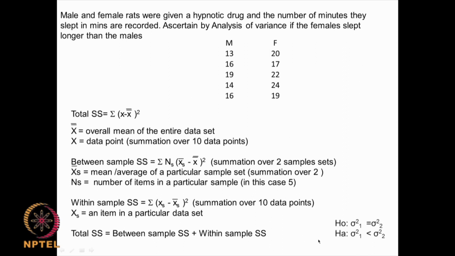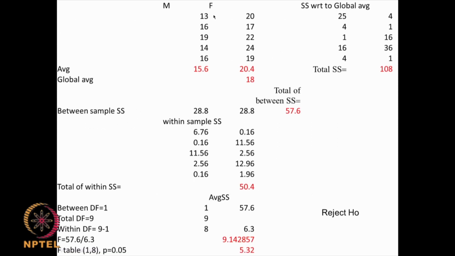Okay. So, here your H naught will be sigma 1 square is equal to sigma 2 square, but then that means there is no difference, whereas HA will be sigma 1 square less than sigma 2 square, that means male slept less than female. Okay. HA we can do at 95 or 99 depending upon what you want to take it up as. Okay. So, that is what we are doing now.